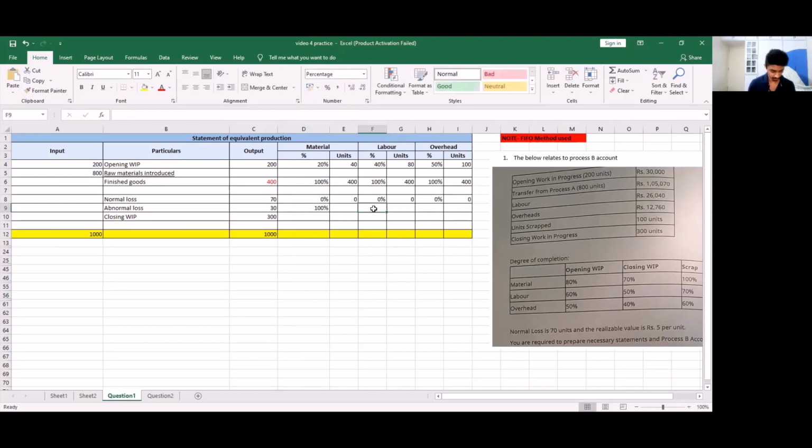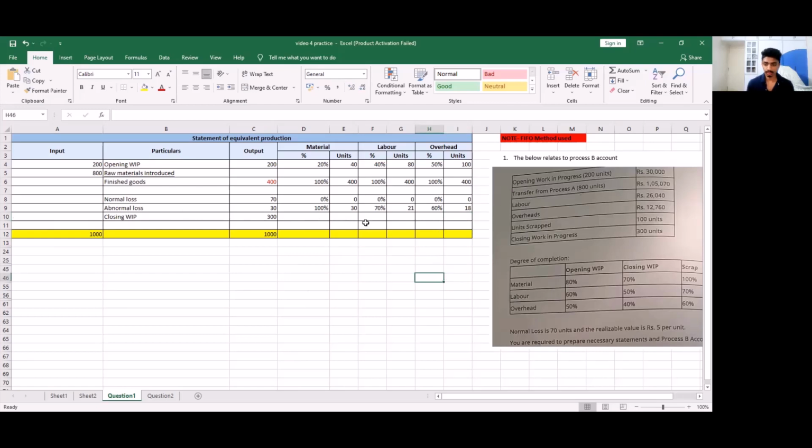100%, 70%, and 60%. We calculate the equivalent production for abnormal loss. So 100% of 30 will be 30. 70% of 30 is going to give us 21. And 60% of 30 is 18.